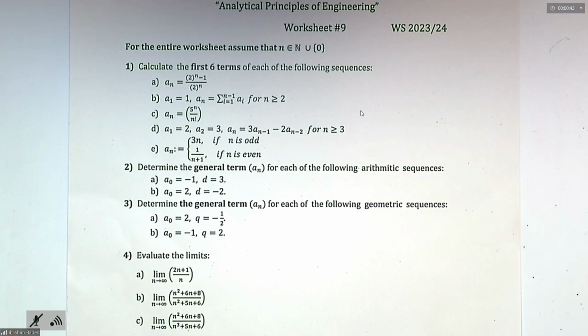Can you see the worksheet? I can see it here upside down on the screen.